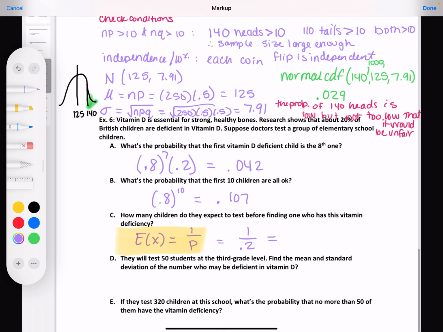Why is the glare on the board so weird? I got 5. 5 children. 5 childs. Oh, just my writing. God, writing out the word children is just too much effort.